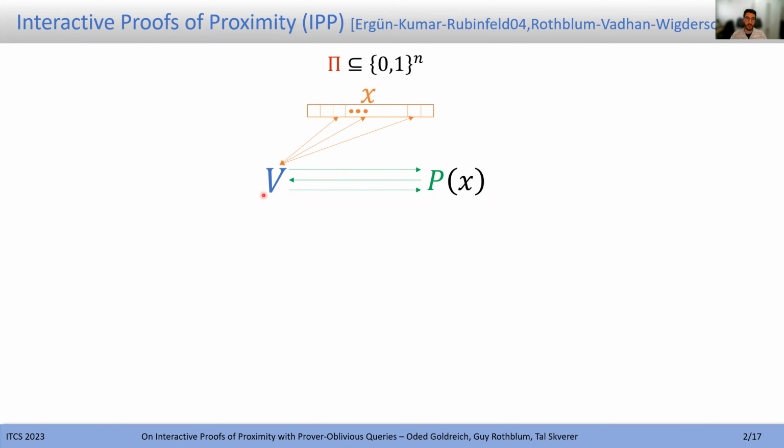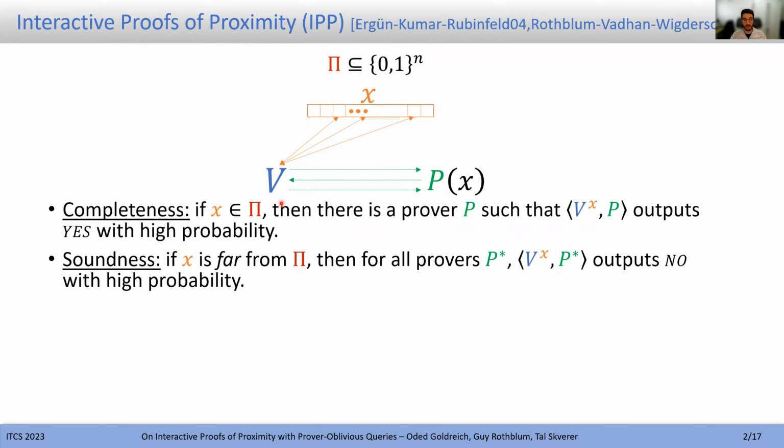As before, we want V, our verifier, to satisfy two conditions. The first one is if x is in the property, then we want there to exist some prover that will make our verifier say yes with high probability. And otherwise, if x is far from the property, like I defined in the property testing case, then we want, no matter what the prover does, the verifier to output no with high probability. So the prover, even though it knows the entirety of x and V might not look at all positions of x, we want the prover not to be able to convince V to output yes mistakenly.